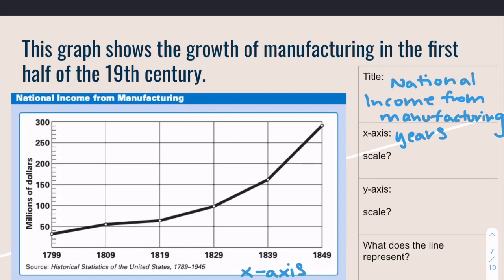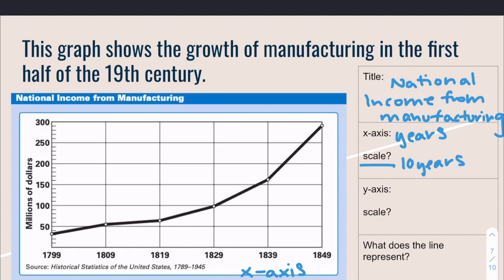And then notice too, kind of a more specific question, what is the scale? So the scale is what are the increments, or how big are the gaps between all of the years along the bottom? So the way I figure that out is I say, okay, I'm going from 1799 to 1809, 1809 to 1819. What is the difference between all of those numbers? And a lot of you are going to be able to do that in your head. This goes by 10 years.